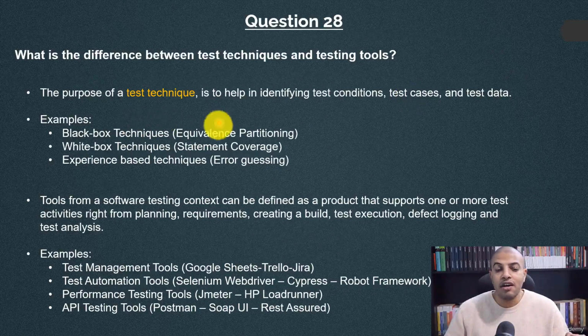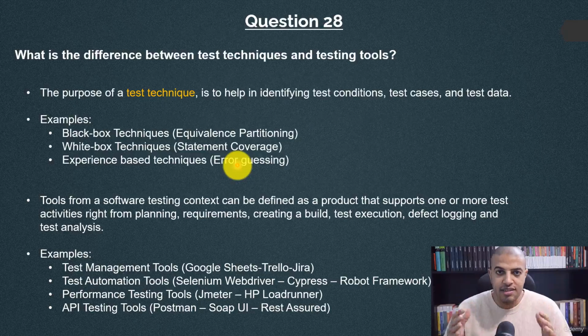Black box techniques like equivalence partitioning and boundary value analysis, and of course decision table testing and state transition testing. White box techniques like statement coverage, decision coverage, and path coverage. And also experience-based techniques like error guessing and exploratory testing. So test techniques help me in identifying my test cases and test conditions. So we can also say that the test techniques are used in test analysis and test design.